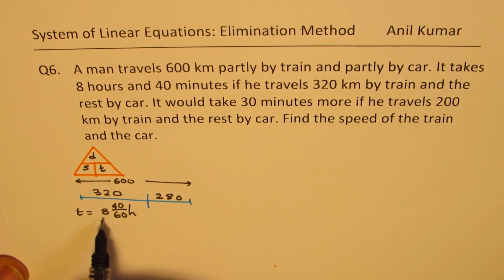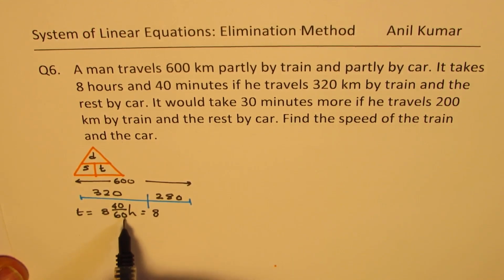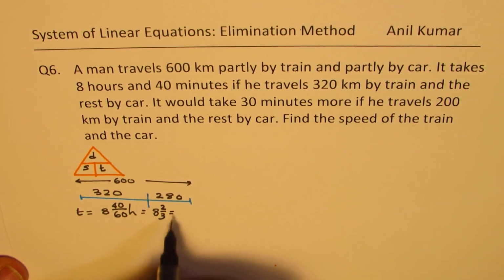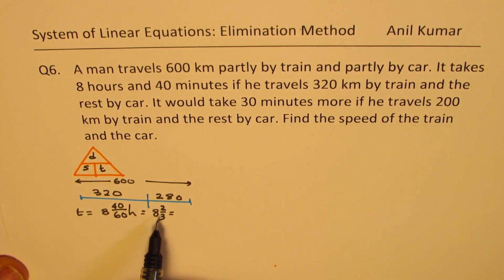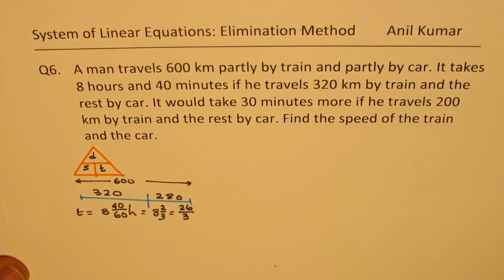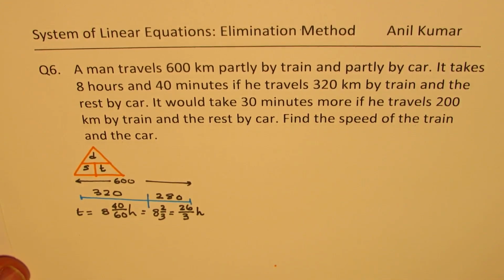So 8 whole 40 over 60, right? Now if you simplify this, you get 8 wholes, 0 and 0 cancel, divided by 2, 2 over 3. Now, we can convert that to an improper fraction. 8 times 3 is 24, plus 2, 26 over 3. So that is how you need to convert. This is a very important step. And the time now, we have it in hours. Clear? So total time to travel the whole distance is 26 over 3.